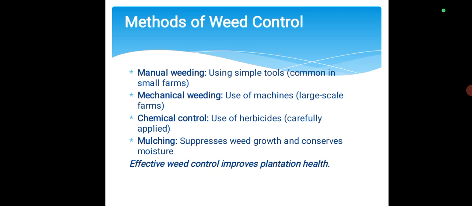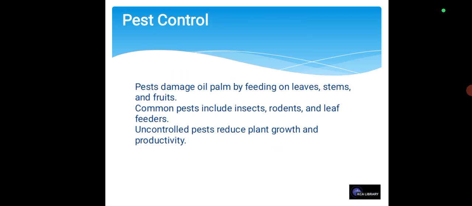Then the fourth method of weed control is mulching. Mulching simply means covering the soil surface around oil palm trees with organic materials such as dry leaves, palm fronds, grasses, and even crop residues. So mulching is a very sustainable and cost-effective weed control because it is environmentally friendly. So let's talk about pest control.